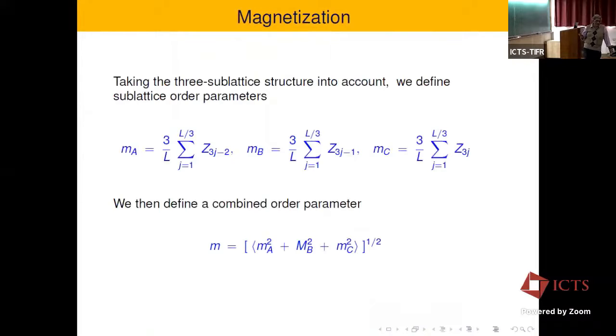Okay, so the next thing we look at is the magnetization, or the magnetization exponent. Now because the system has a 3 sublattice structure, it makes sense to define 3 sublattice order parameters. So what we do is we just take the sum over Z for all the sites on the A sublattice, divided by the number of sites on the A sublattice, and you can do the same over sites of the B sublattice and sites of the C sublattice. These are the sublattice order parameters, and then you combine all of them. So you take MA squared plus MB squared plus MC squared, the ground state expectation value of that, and then the square root of the entire thing.